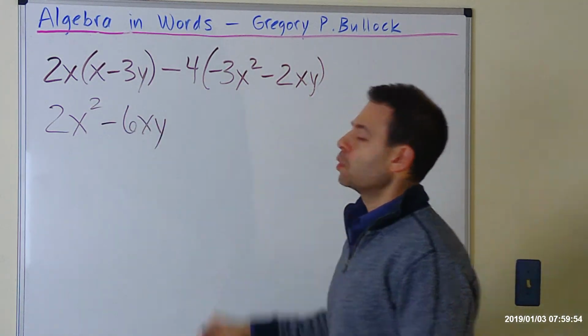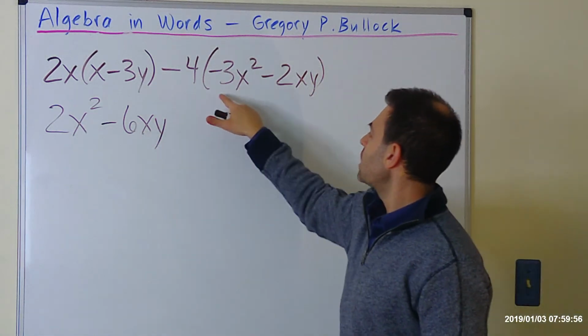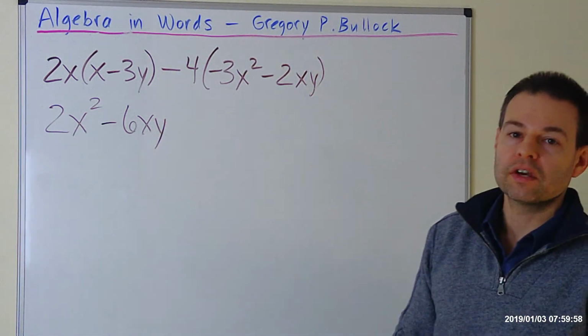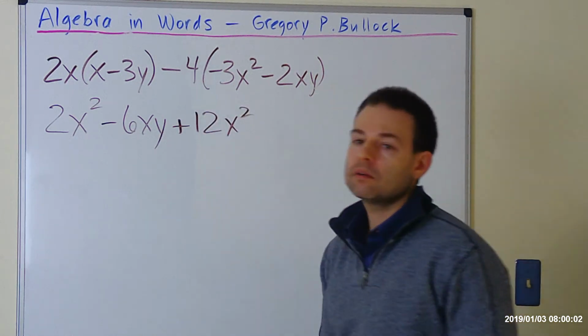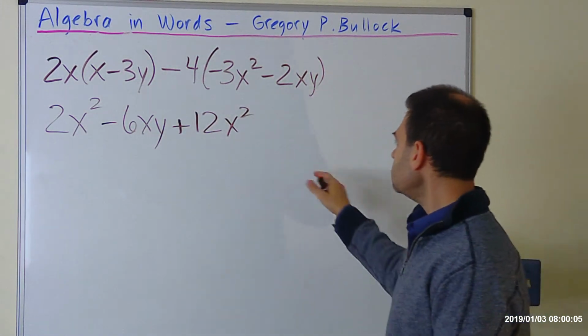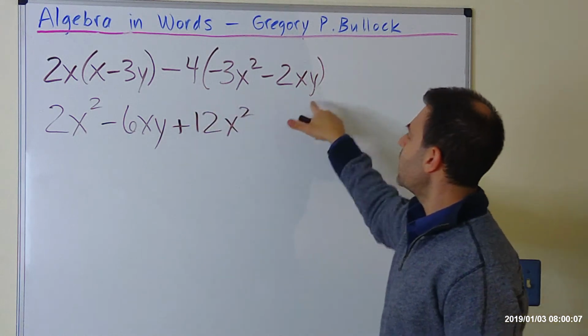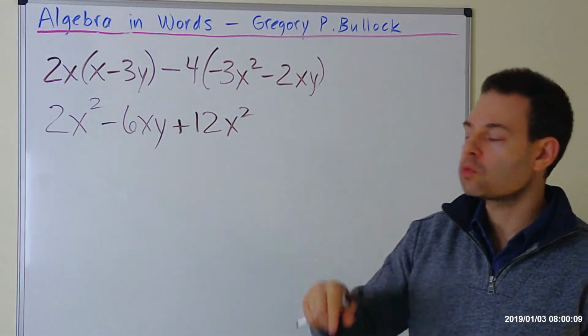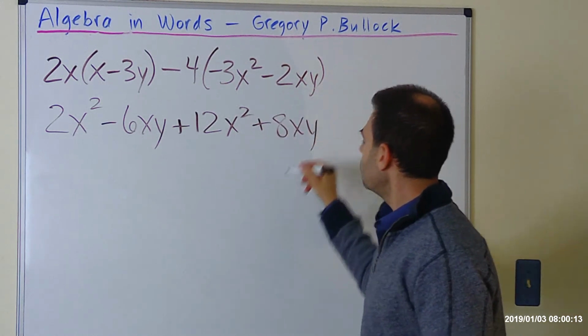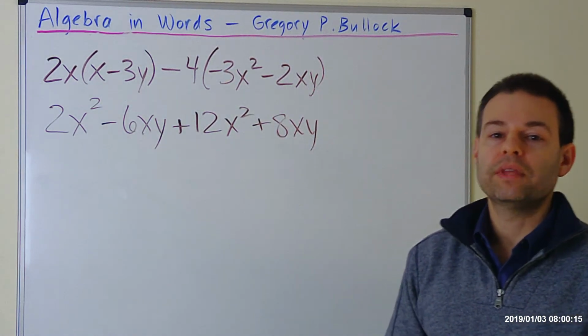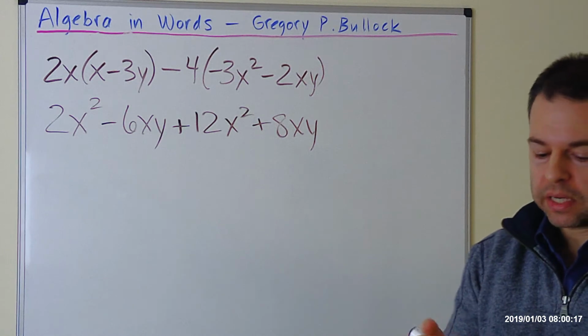Now we'll go to this portion. Negative 4 times negative 3x squared is going to be positive 12x squared. We have a negative times a negative. And we have negative 4 times negative 2xy, which is going to make positive 8xy. Okay, now we want to analyze it again. Let's pause and analyze it.